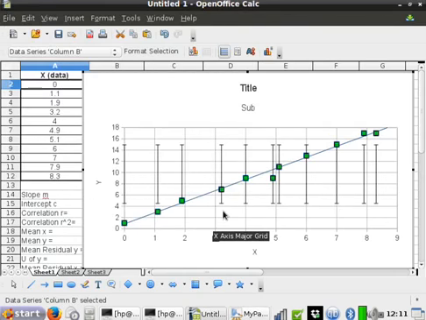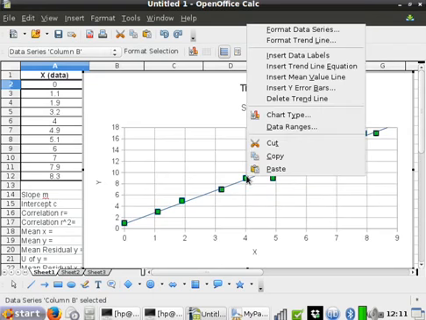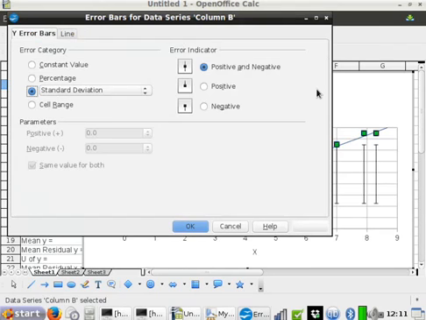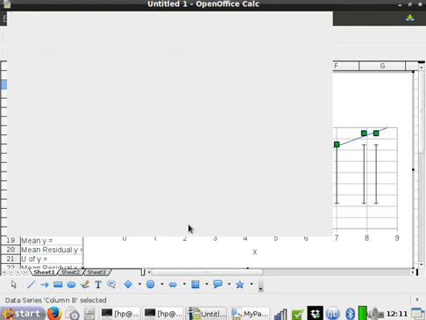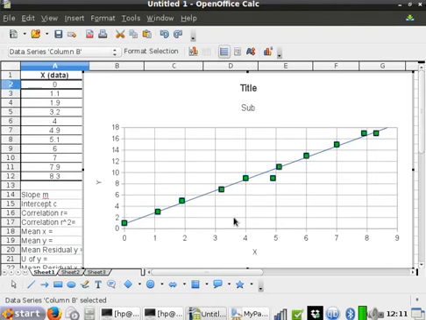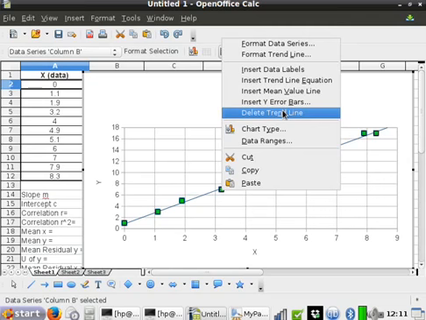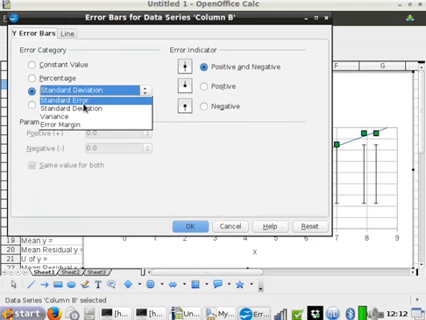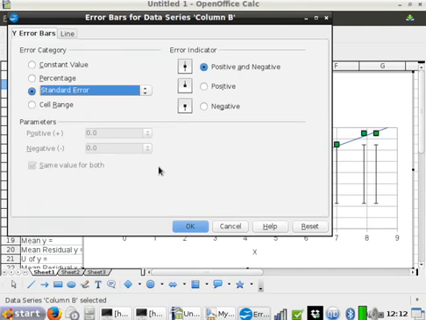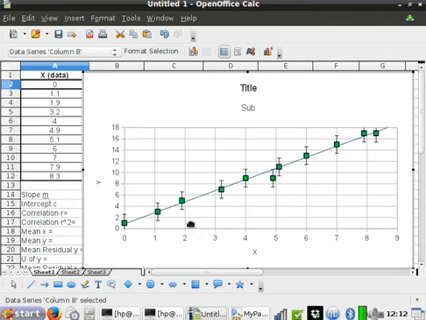Hang on, let me just see, why is that all messed up? Insert Y error bars. No, sorry, that's standard deviation, standard error. Okay. There we go. Now it might be different for yours, but what I did was, I picked insert error bars, and very importantly, you want to pick error here. Insert error bars, standard error, and you get that.